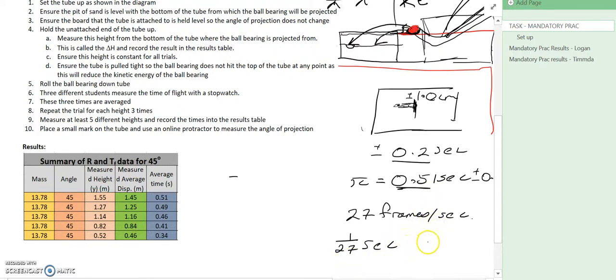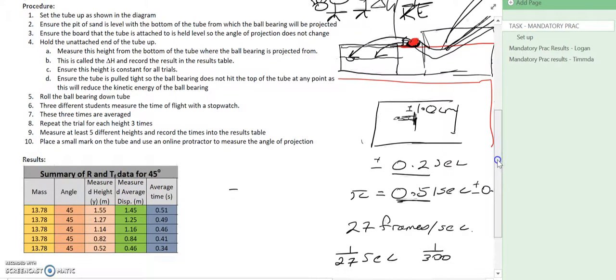You could even increase that with a high-speed camera, where you might be looking at something like 1/300th of a second, at 300 frames per second. You can get as close as possible to the exact time that the ball hits the plasticine or the sand or whatever equipment you're using.